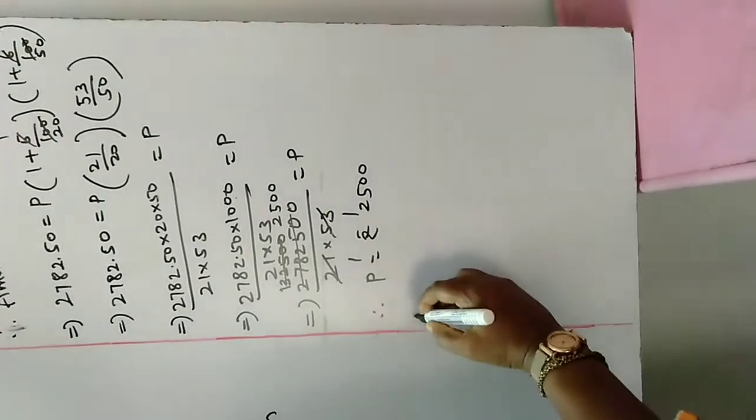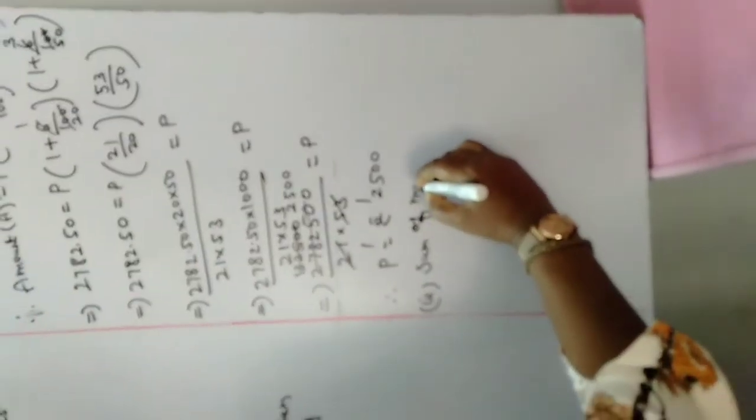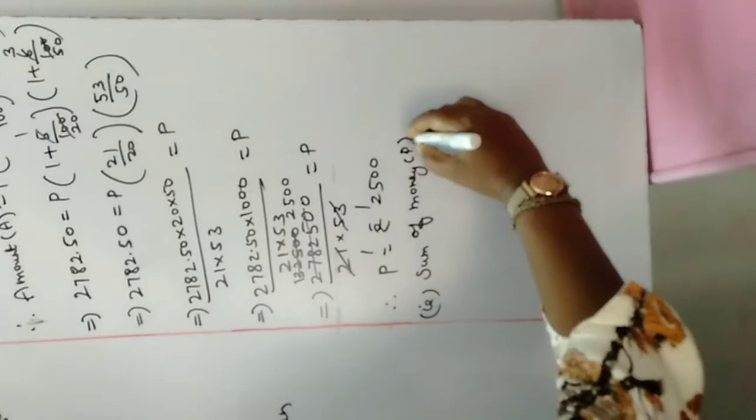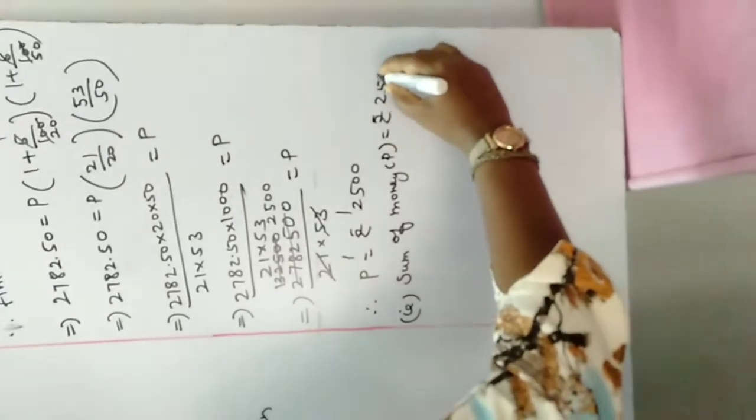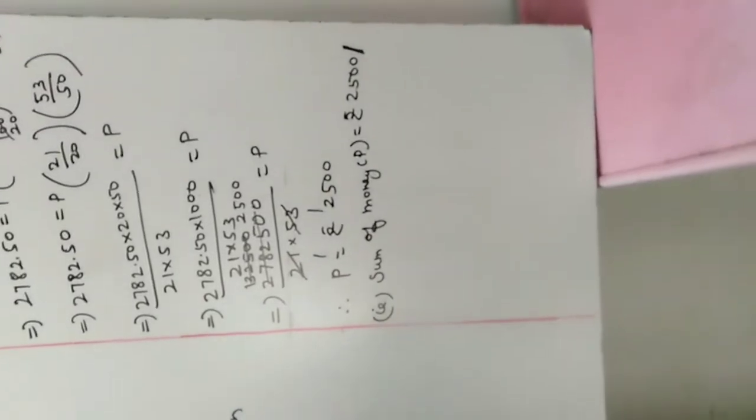So therefore P equals rupees 2500, that is, the sum of money P equals rupees 2500. This is the answer for this question.